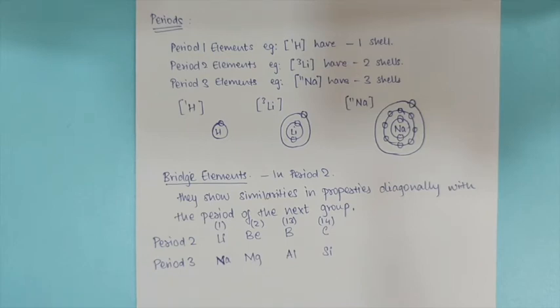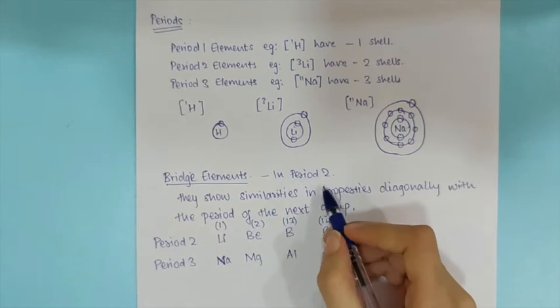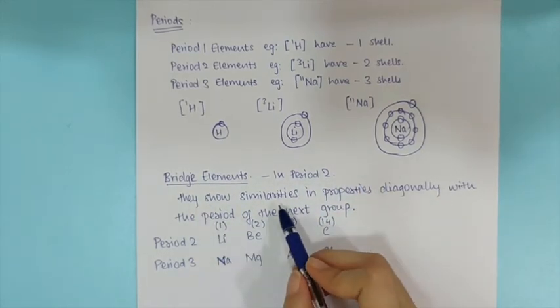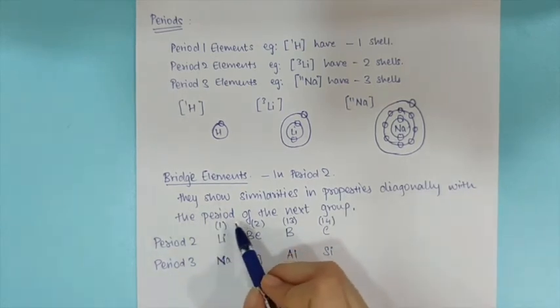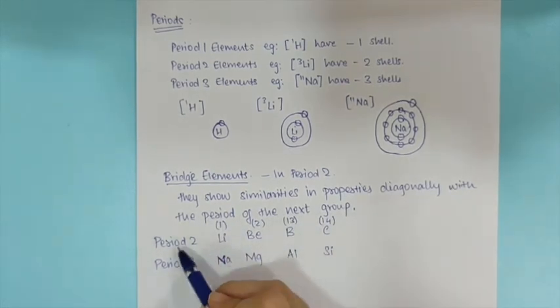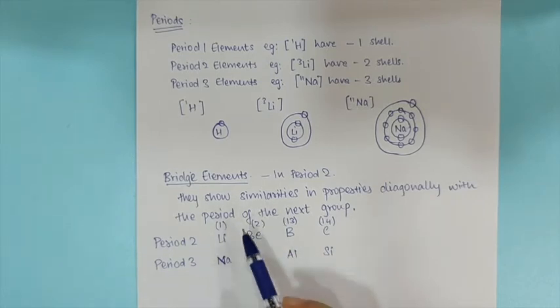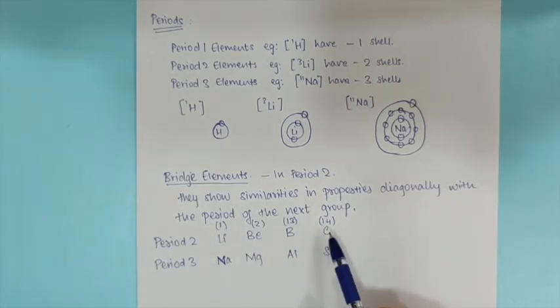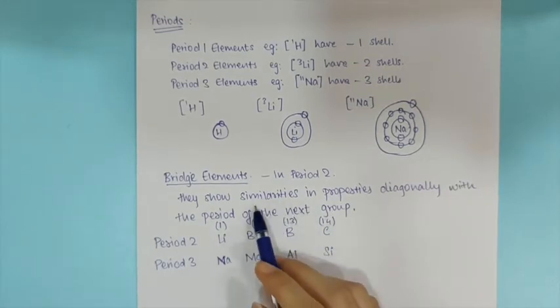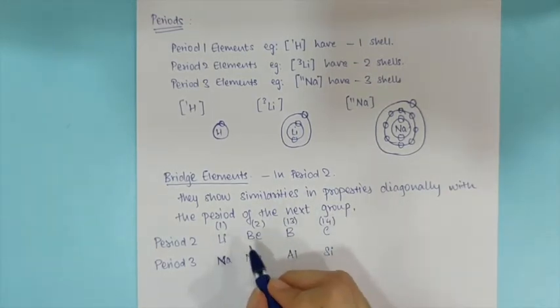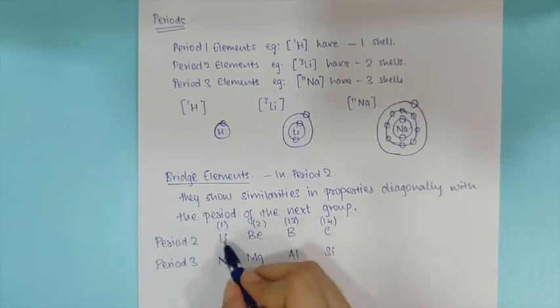Coming to bridge elements. What are bridge elements? These are present in the period 2. They show similarities in properties diagonally with the period of the next group. So here I have given 2 periods and the group 1, 2, 13 and 14. So here what does it show? It shows similarity in property diagonally with the period of the next group.